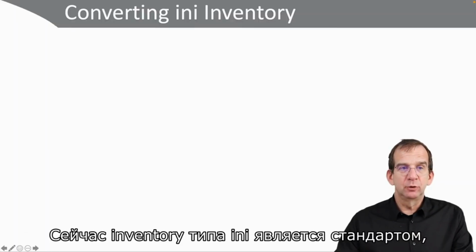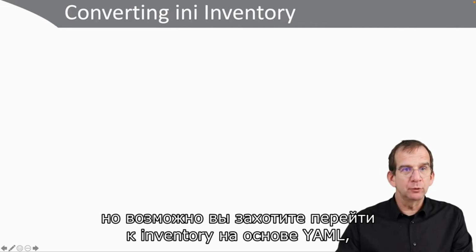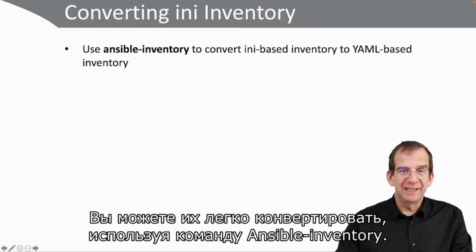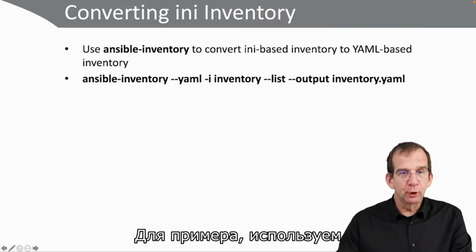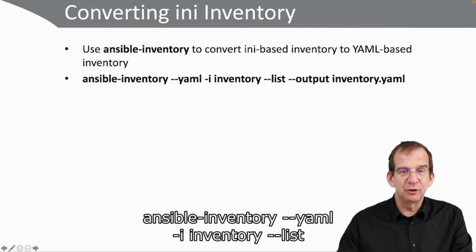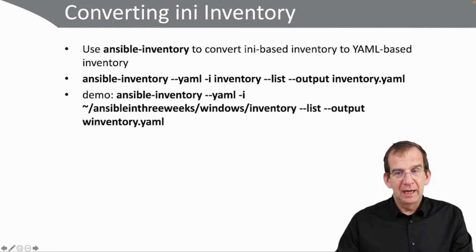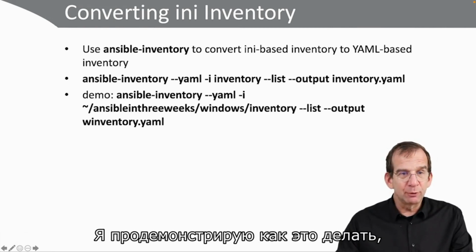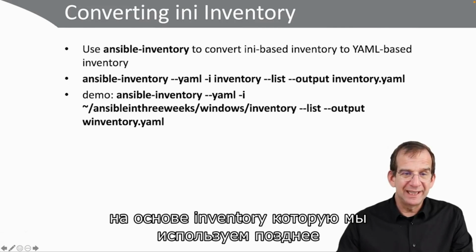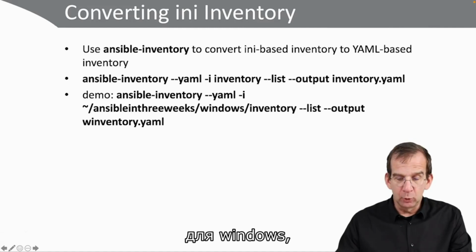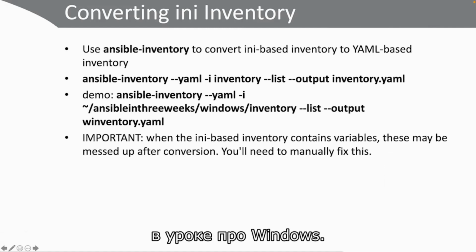So ini based inventory is the standard, but you might want to move over to YAML based inventory, which seems to be the future anyway. You can easily convert using the ansible-inventory command. So for instance, use ansible-inventory --yaml -i inventory --list, with output to inventory.yaml. So let me just demonstrate how to do that based on the inventory that we are going to use later in the lesson about Windows.